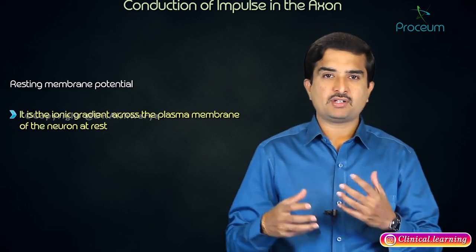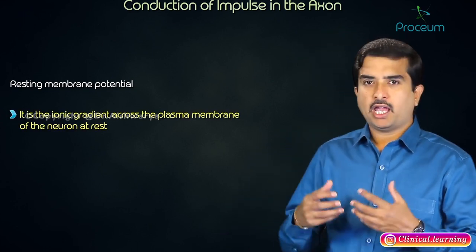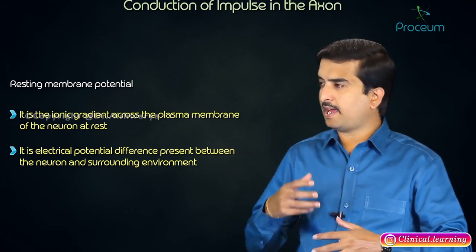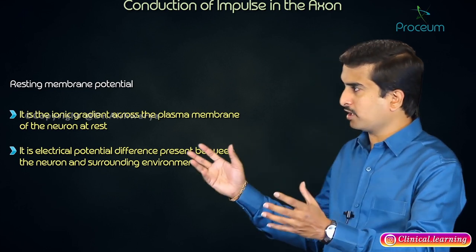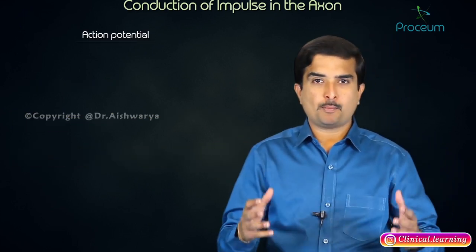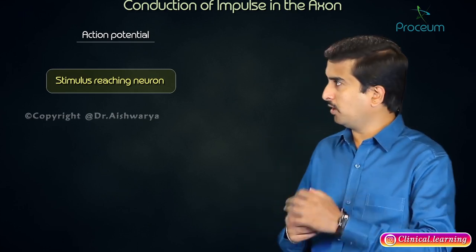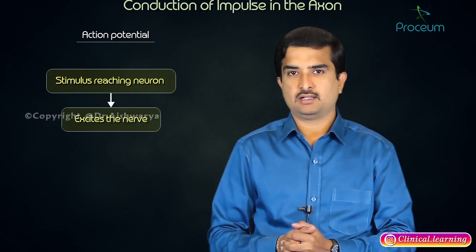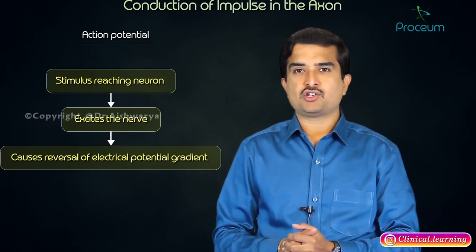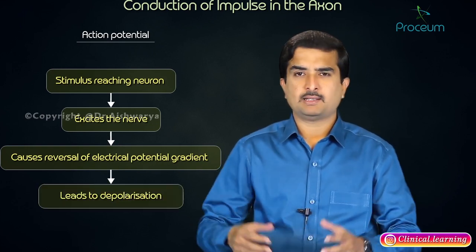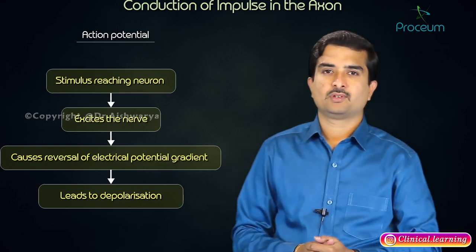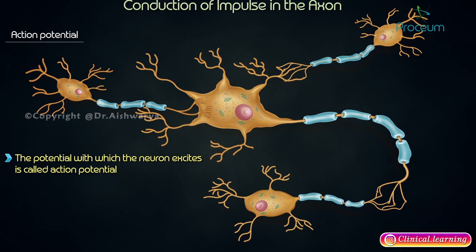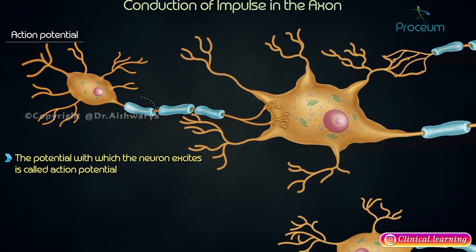Resting neuron maintains an ionic gradient across the plasma membrane, creating an electrical potential between the neurons as well as the surrounding environment. When the appropriate stimulus reaches the neuron, it excites the nerve cell, causing the electrical potential gradient to be reversed, and the plasma membrane of the neuron is said to be depolarized. So this potential with which the plasma membrane excites is called as action potential.